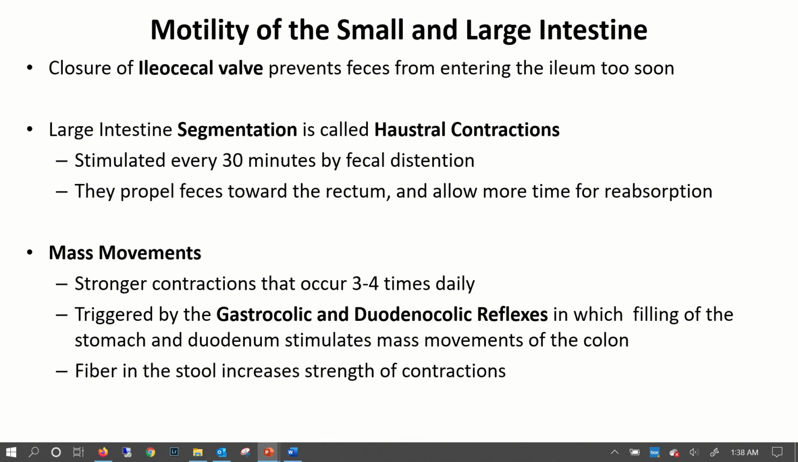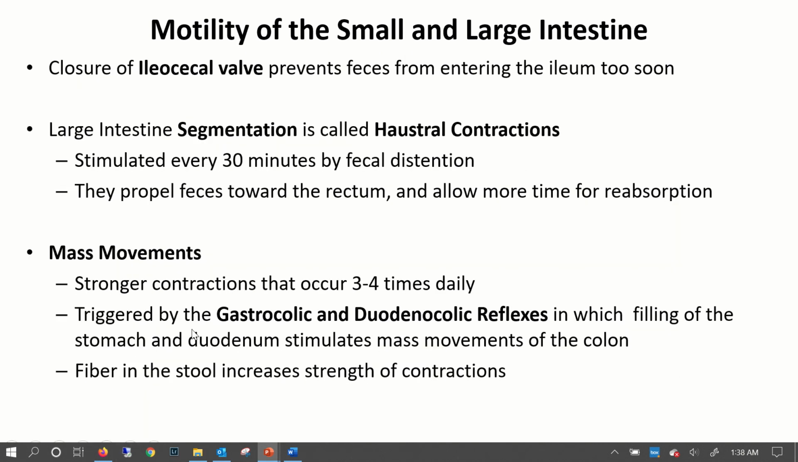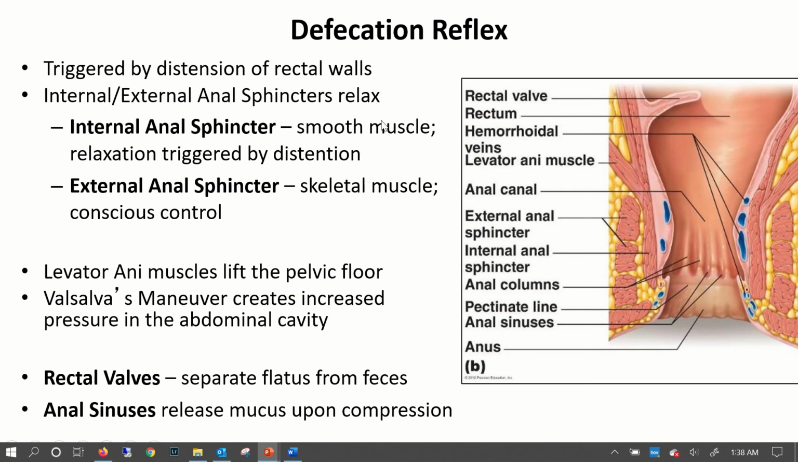And so if you've ever experienced a situation in which you start to eat and then you realize it is time to defecate, that is because of gastrin in the stomach being stimulated by the stretch of the stomach, causing the gastroileal and the gastrocolic reflexes to begin emptying the small intestine and the large intestine. The defecation reflex itself is triggered by distension of the rectal walls.